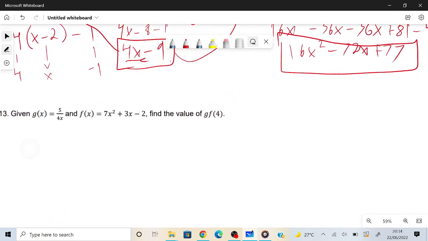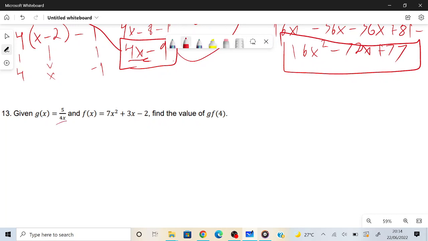You have, given that g of x is 5 over 4x and f of x is 7x squared plus 3x minus 2, find the value of g of f of 4. So, as I said, the first thing we'll do is put the 4 into our f, and then whatever the resultant is of that, we'll put that into our g. Again, we go from right to left.